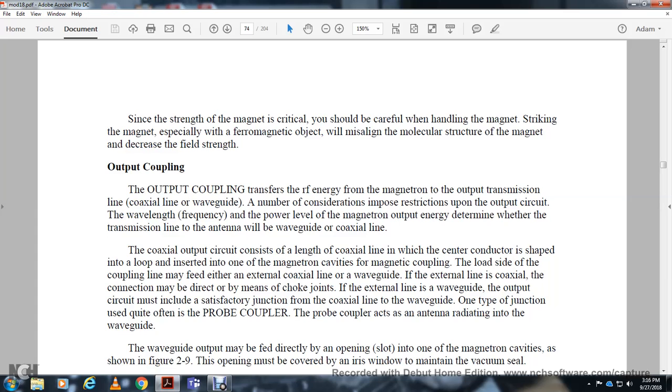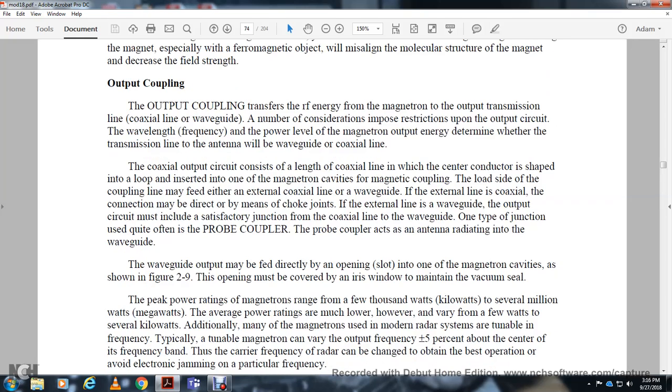The construction of the output circuit is restricted by the wavelength, frequency, and power level of the magnetron. The output energy determines whether the transmission line will be waveguide or coaxial line. In a coaxial output circuit, the length of the coaxial line and the conductor shape are of concern. The conductor is shaped into a loop inserted into one magnetron cavity for magnetic coupling.